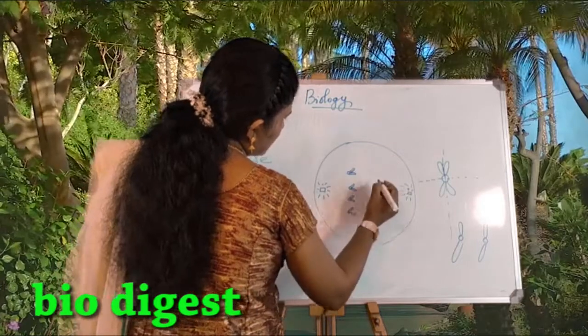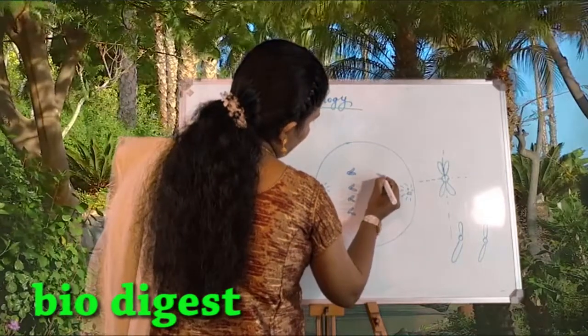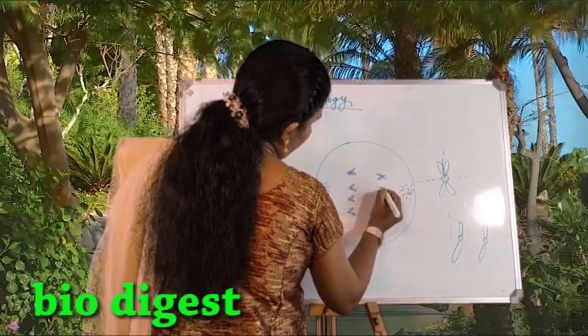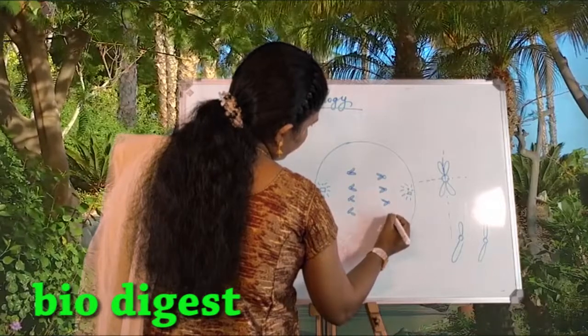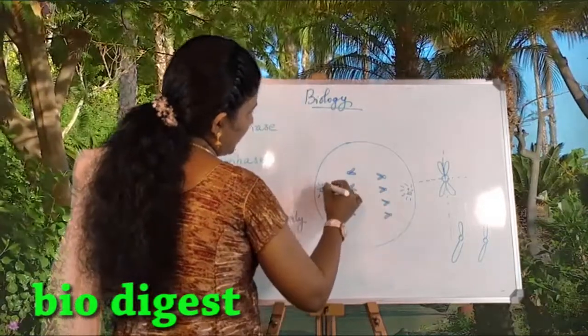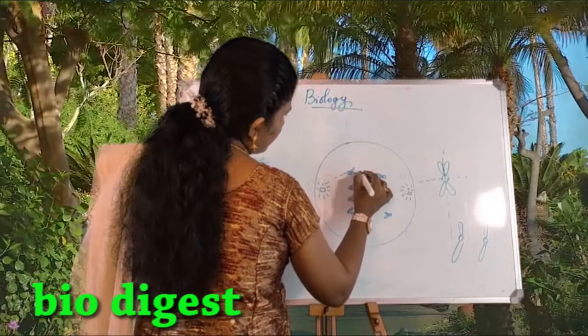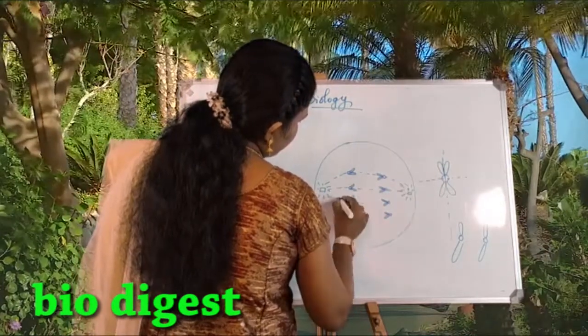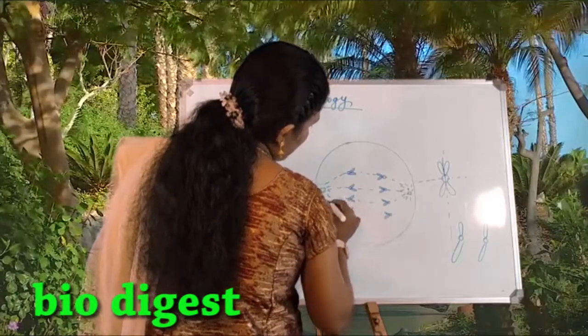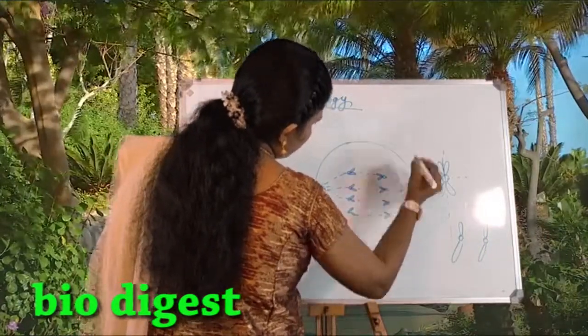4 chromatids. Here also same thing. When you are drawing, please be very careful. Centromere should be facing the pole. So shortening of spindle fibers will be taking place. It's actually like this. I'm showing the early anaphase stage.